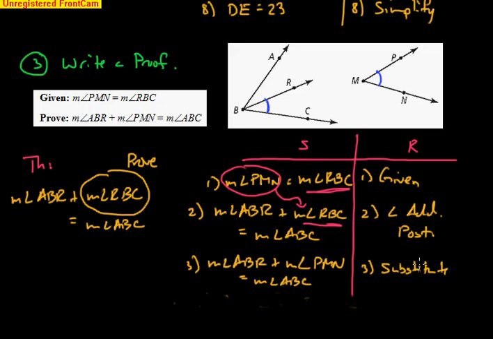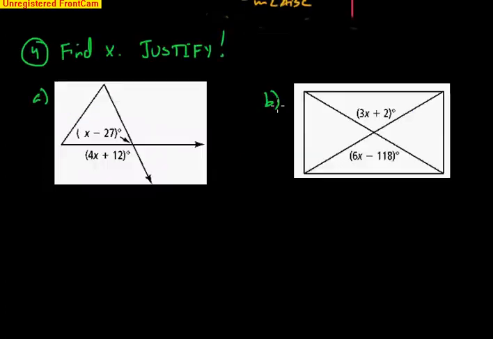Not too long, right? There's not a lot of steps. You're not adding things, subtracting things. Pretty straightforward. Alright, here's our next problem. We just need to find x, and you have to justify. Now, I mentioned this in class. When I say justify, I want you to tell me, why did you create your initial equation? What kind of angles are they?